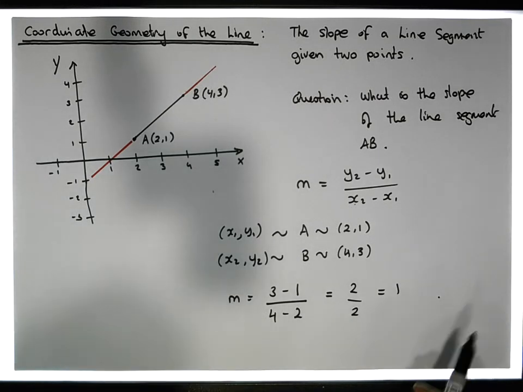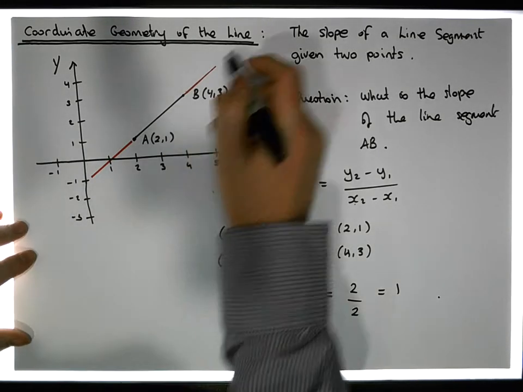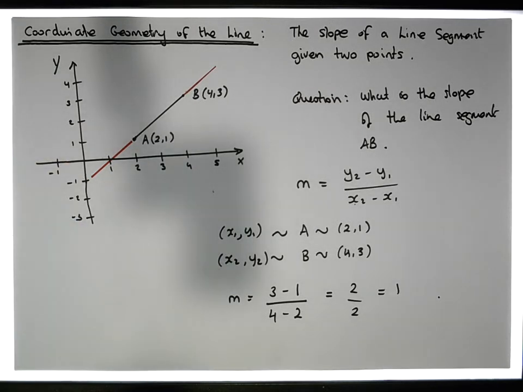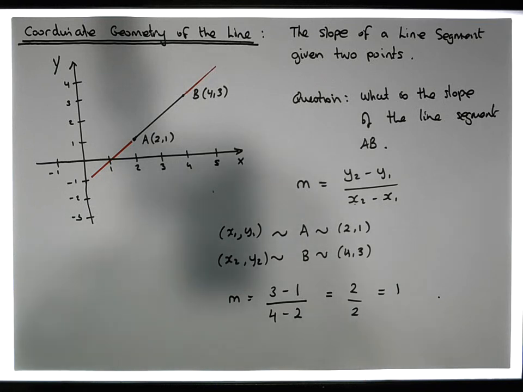That is telling us that the slope this line is making with the positive x direction is 45 degrees, which is pi over 4. If m is equal to 1, that represents pi over 4. So that's an example of the calculation of the slope.